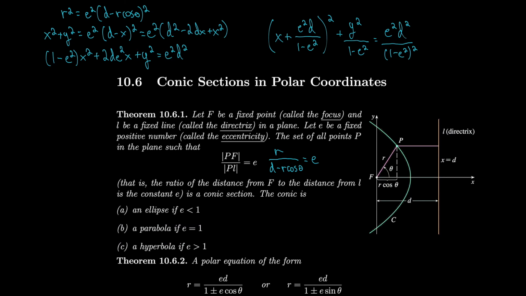So assuming that e is not equal to 1, then we get this, which is an ellipse if 1 minus e squared is positive. If e is bigger than 1, then this becomes negative. So this becomes negative, so we get a hyperbola.